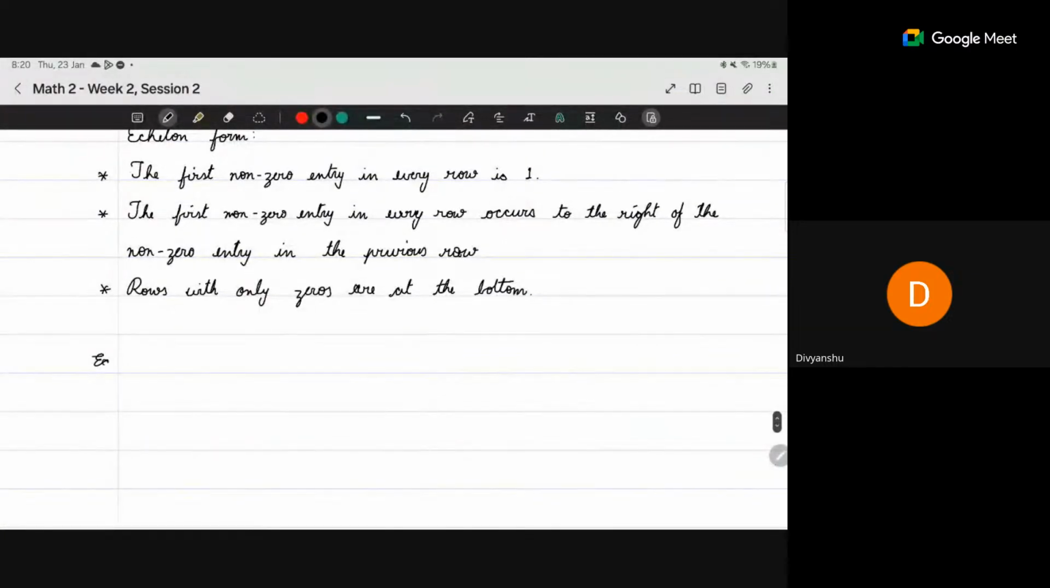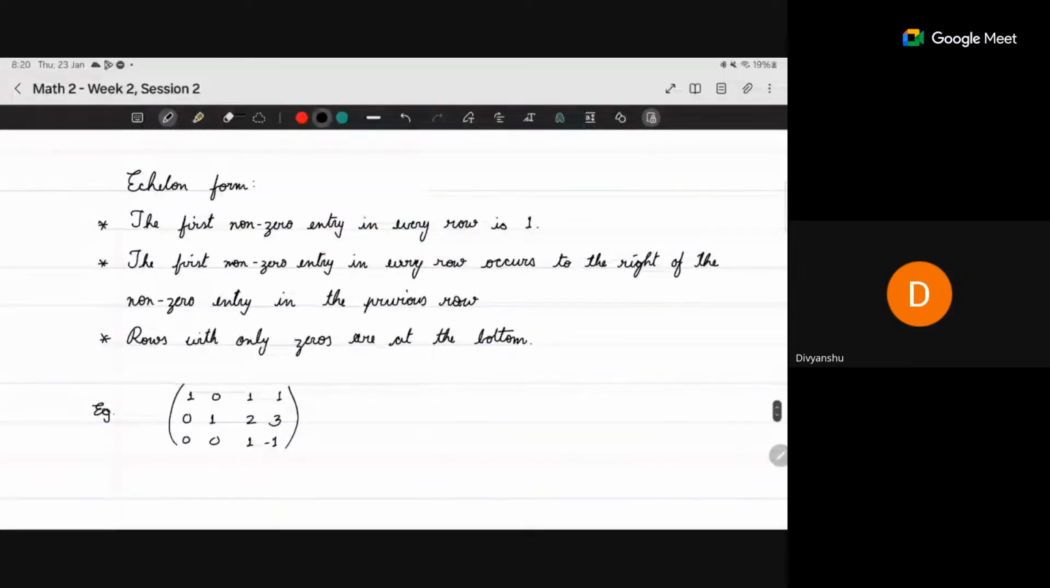An example of an echelon form is something like 1 0 1 1, 0 1 2 3, 0 0 1 minus 1. Let's just take it this way. I'll explain each row. The first non-zero entry in every row is 1. So you take R1. What is the first non-zero entry? That is 1. In the second row, this is the first non-zero entry. That is also 1. In the third row, this is the first non-zero entry. This is also 1.